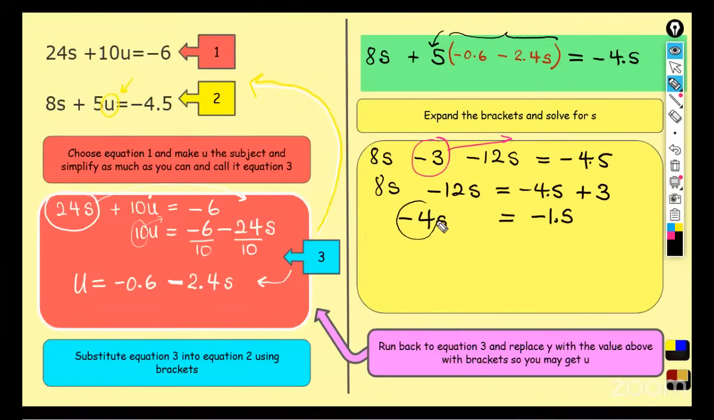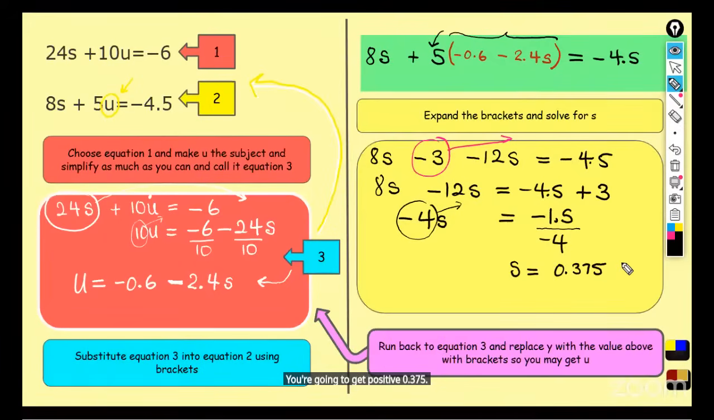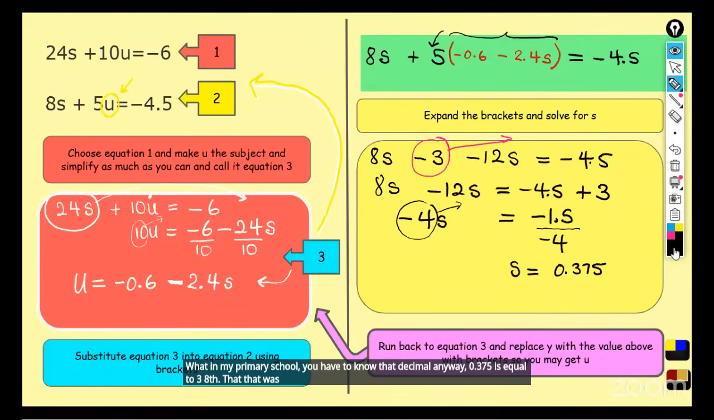You want to solve for S. The -4 is a multiply. Throw it across, you get a divide. Now, you're going to get a decimal here, but I think it's a nice decimal. You're going to get positive 0.375. That's the same thing as 3/8. But you could write 0.375 this time, right? Because it's not a bad decimal. It doesn't go on forever, like 0.6666666. Leave it as 0.375. Do not round it off to 0.38. That's unnecessary, right? But in my primary school, you had to know that decimal anyway. 0.375 is equal to 3/8. That was always an acceptable decimal.